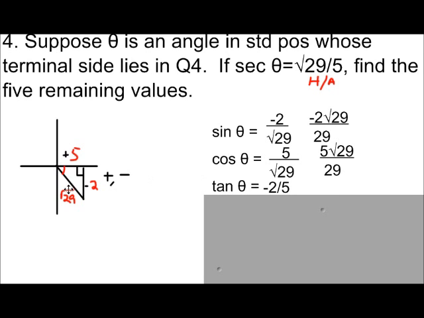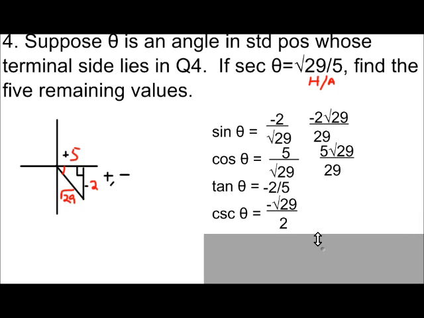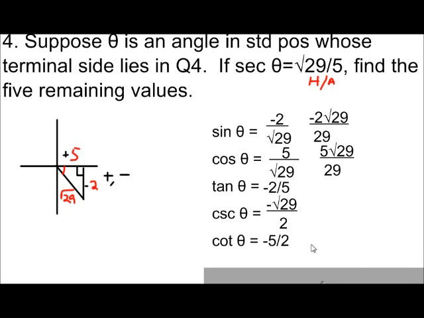Cosecant is square root of 29 over negative 2, or negative square root of 29 over 2. The negative can be in any one of three places. It can be on the top, it can be on the bottom, or it can be outside. All those three things mean the same thing, but you can't use more than one of them or they cancel out. So I've just moved it up here. And cotangent will be negative 5/2.